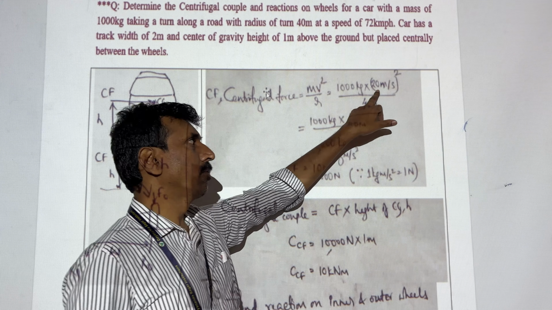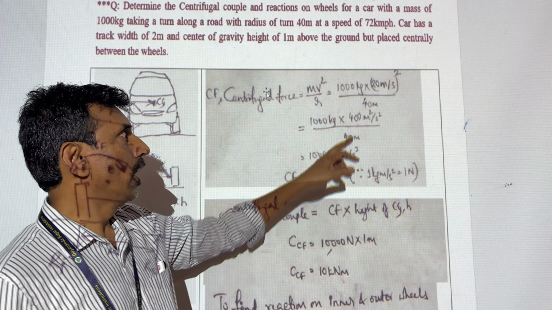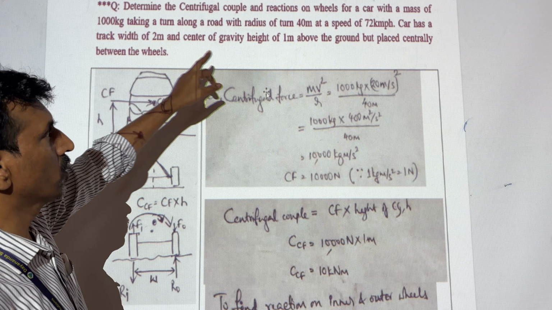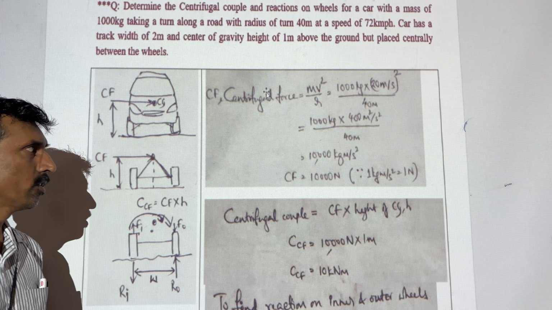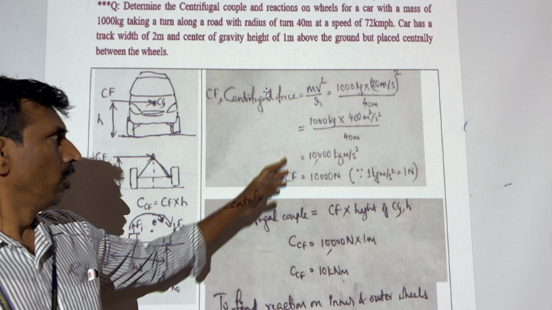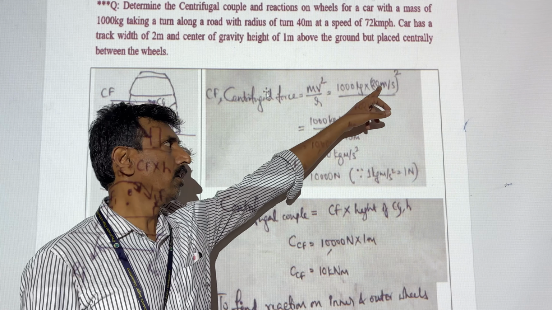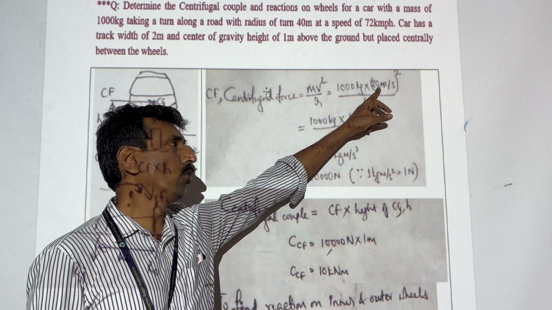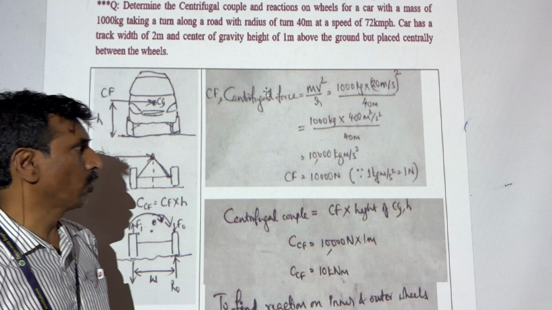72 km per hour can be converted to 20 meters per second, and the radius of turn is given as 40 meters. We know the formula for the centrifugal force, which is mv square by r. So m is 1000 kg, and this is 20 meter per second whole square, divided by 40 meters.